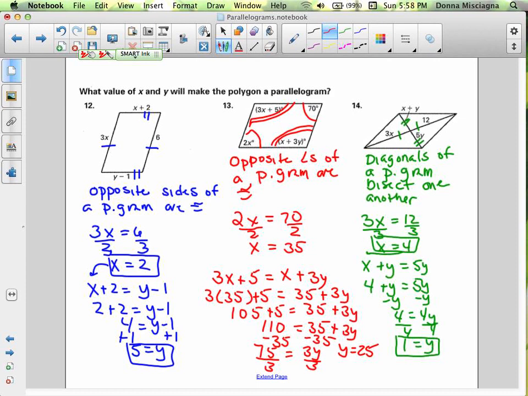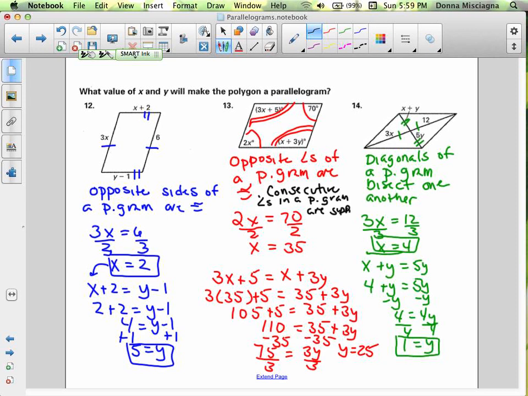Let me show you another way to solve this problem that I think might be a little easier. So not only are the opposite angles of a parallelogram congruent, the consecutive angles are supplementary. So just because we use the fact that the opposite angles are congruent for finding one variable doesn't mean we have to stick with it if we'd like to change up. So let me just show you another way. So consecutive angles in a, I'm going to abbreviate parallelogram again as p-gram, are supplementary.